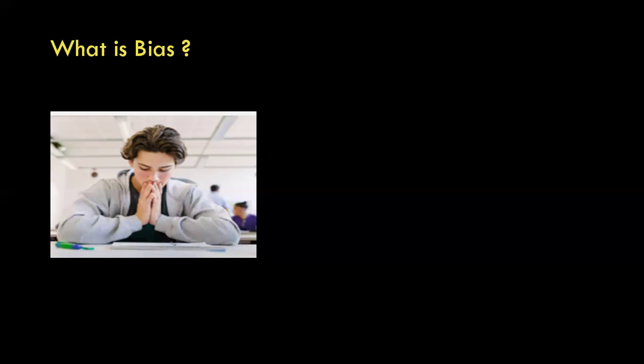In this case, the model is too simple. It makes wrong assumptions and underfits the data. That is what bias is. Bias is something like high error, because he did not study the topics in depth. Okay, and next, what is variance?